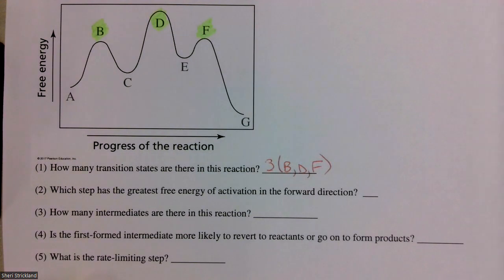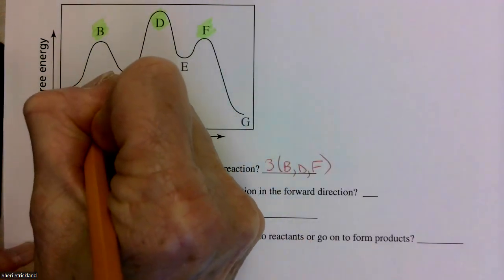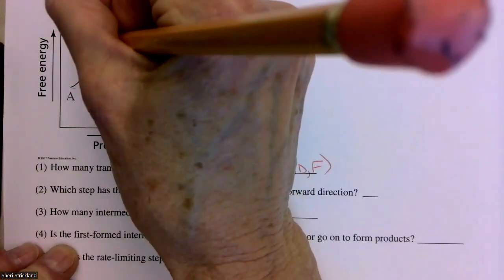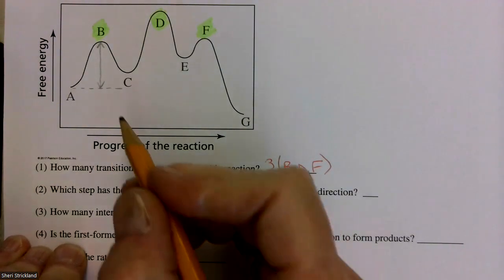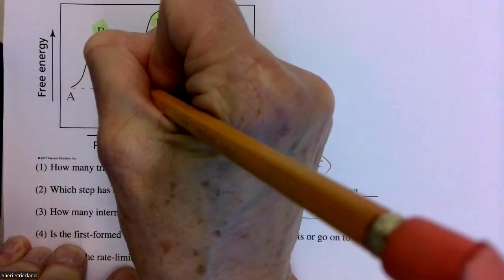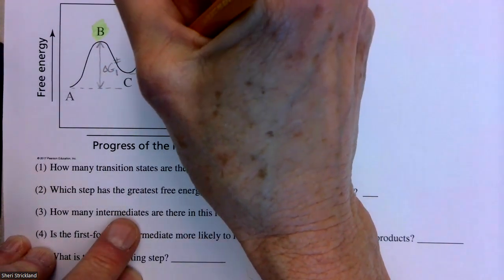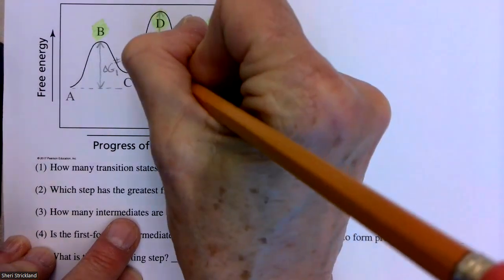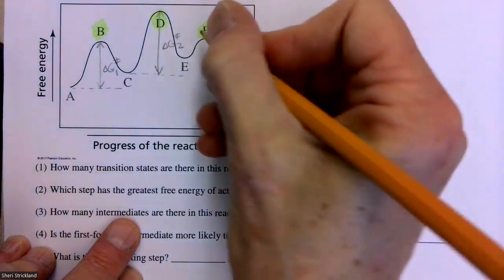Which step has the greatest free energy of activation in the forward direction? When you're doing free energies of activation, I would invite you to do this in pencil, because if in the list you have to do something in the reverse direction, you might want to be able to erase all this. So this is the free energy of activation for the first step, going from left to right. For the second step, going from left to right. And then for the third step.